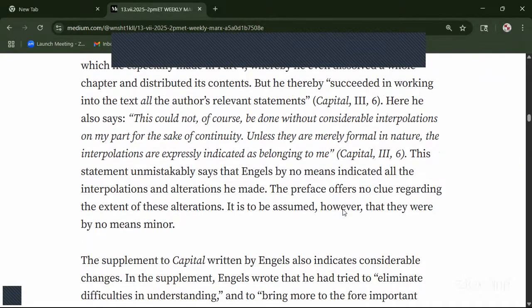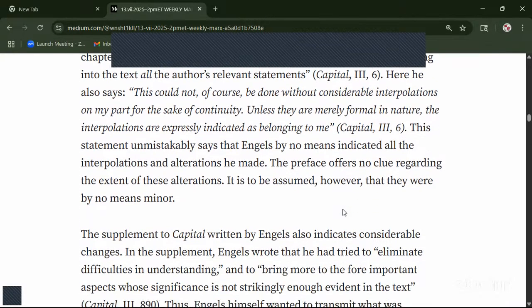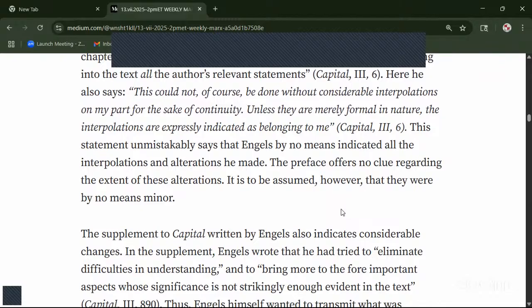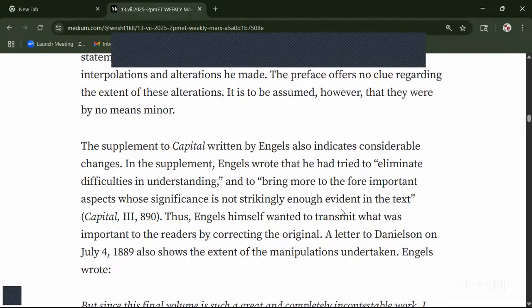The supplement to Capital written by Engels also indicates considerable changes. In the supplement to Capital, Engels wrote that he had tried to eliminate difficulties in understanding and to bring more to the fore important aspects whose significance is not strikingly enough evident in the text.